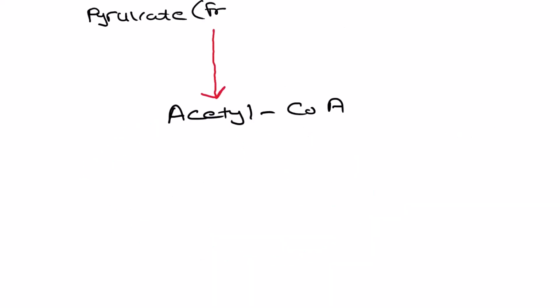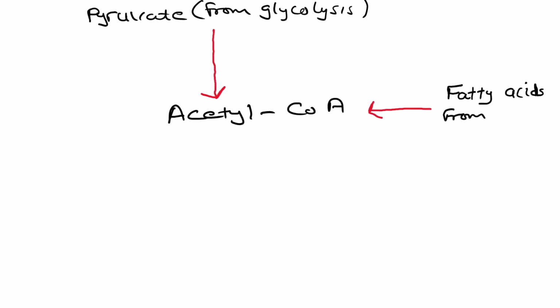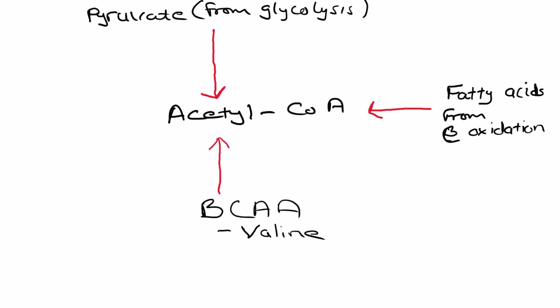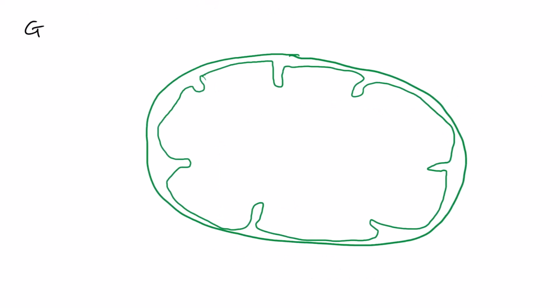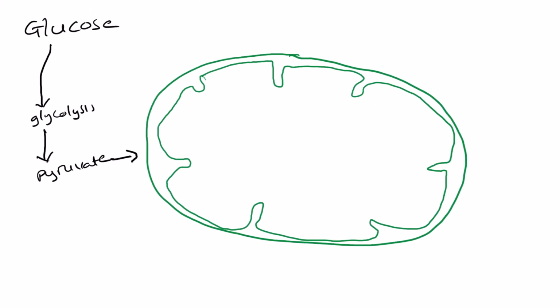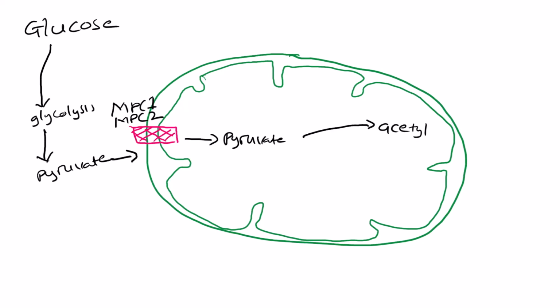Pyruvate, the end product of aerobic glycolysis, is a major source of acetyl-CoA. Other sources are beta oxidation of fatty acids and branched-chain ketogenic amino acids such as valine, leucine, and isoleucine. Pyruvate must be transported from the cytosol across the inner mitochondrial membrane by a specific pyruvate transporter called mitochondrial pyruvate carrier MPC1 and MPC2. Pyruvate dehydrogenase complex then converts pyruvate to acetyl-CoA.